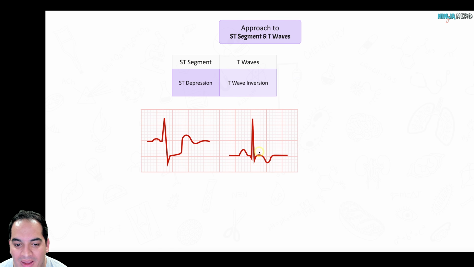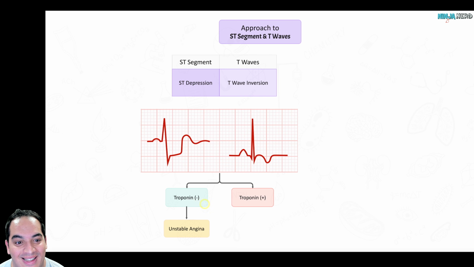If I see T-wave inversions here, so you see how this T-wave, usually it's supposed to go whoop, and it's inverting here, that's definitely concerning for ischemia, right? And so if I see a combination of these two particular findings, I definitely want to start asking myself the question, what's the troponin level? If the troponin level is normal, that tells me it's unstable angina, right? Because there's no myocardial infarction. If the troponin's positive, it tells me that there is myocardial infarction. It's probably subendocardial, and this is an NSTEMI.